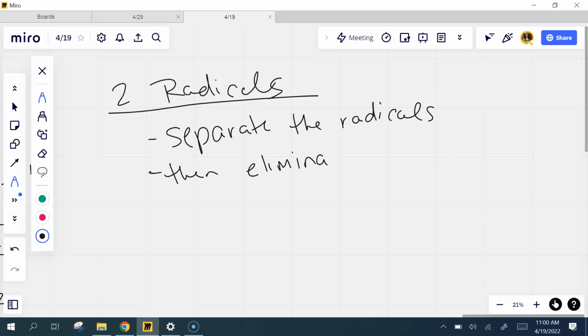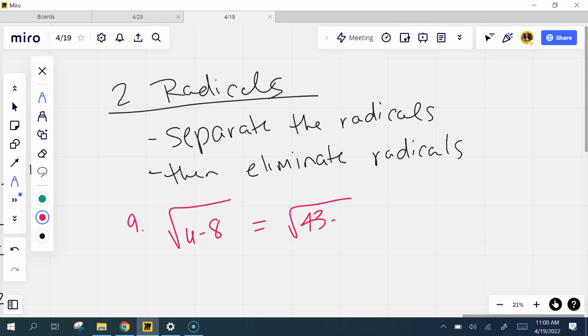Now, this sometimes leads to a lot of work depending on what else is there because there could be other stuff in there too, and I'll show you what happens when we get there. But we'll start easy with number 9 and then we'll do something a little bit harder. So number 9 says that the square root of u minus 8 is equal to the square root of 43 minus 2u. So they're already separated on opposite sides of the equal sign. So how do I eliminate them?